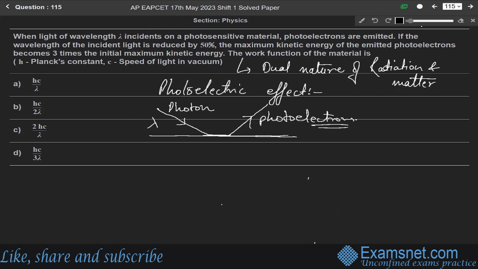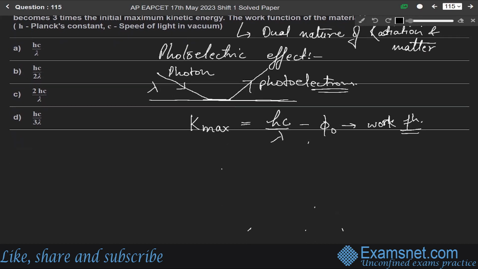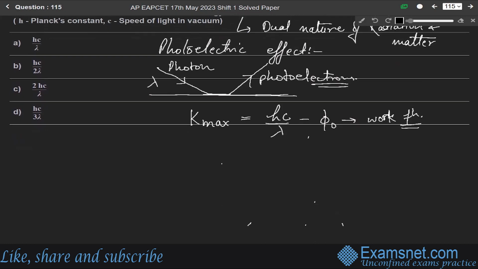Now, for this photoelectric effect, the condition is given as the maximum kinetic energy with which these electrons are emitted from the surface of this metal. The maximum kinetic energy is equal to hc over lambda minus phi naught. This phi naught is called the work function. So K maximum equals hc over lambda minus phi naught.